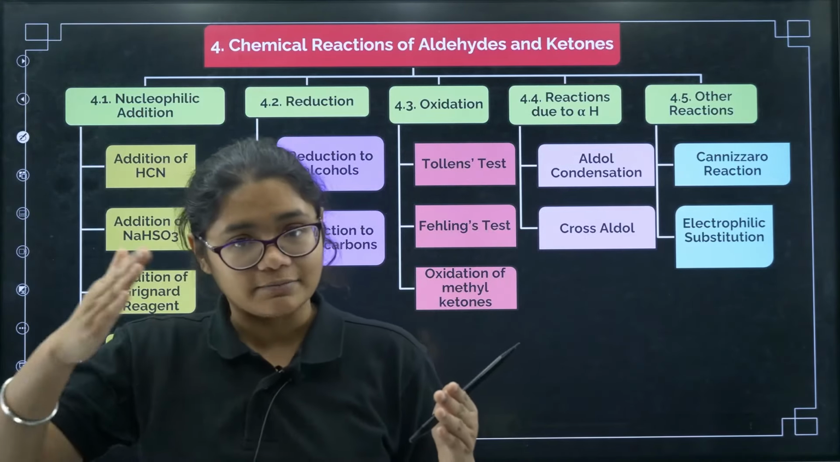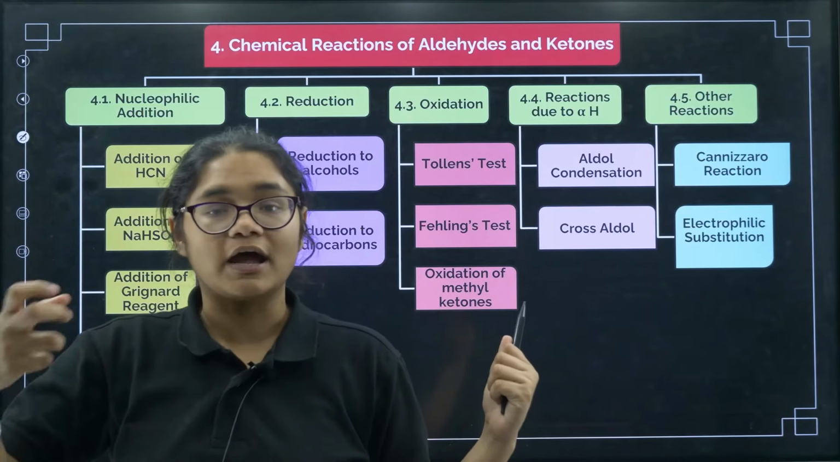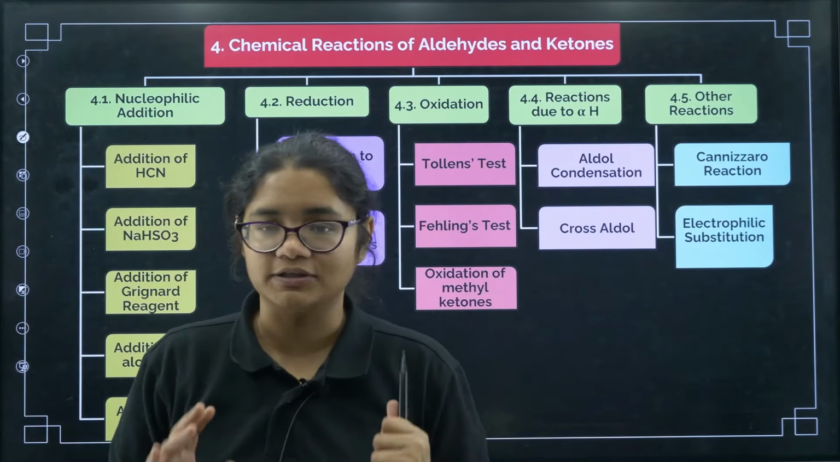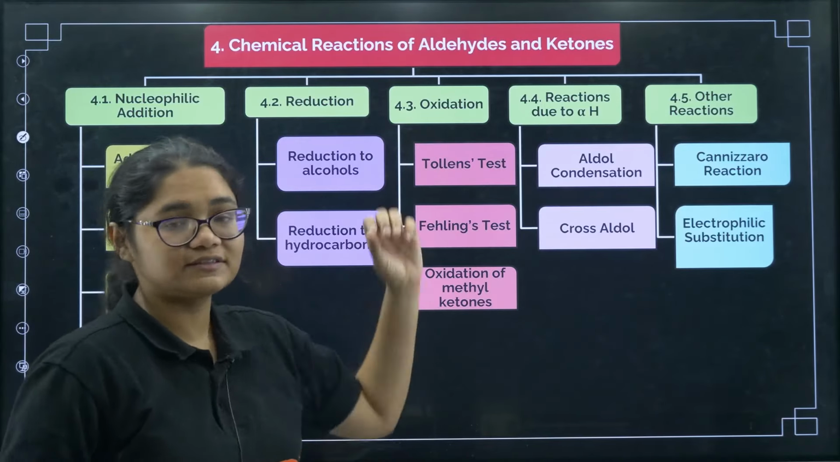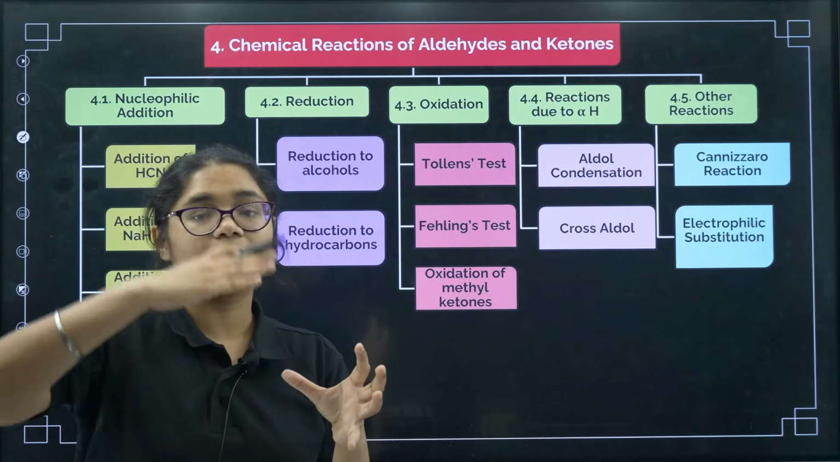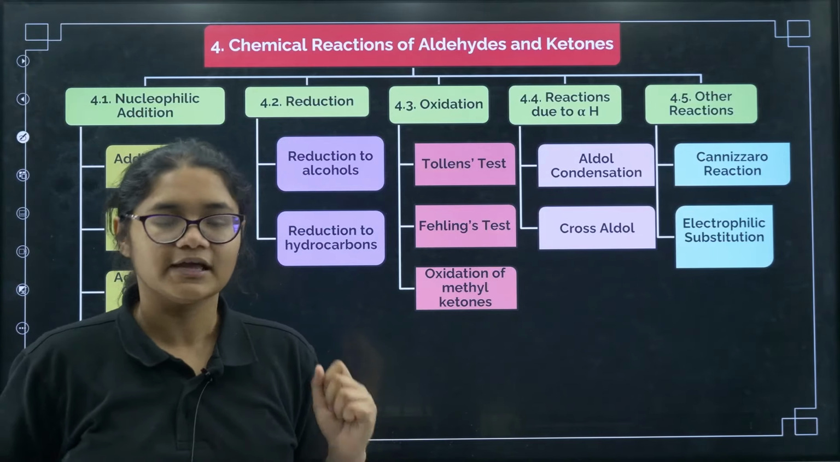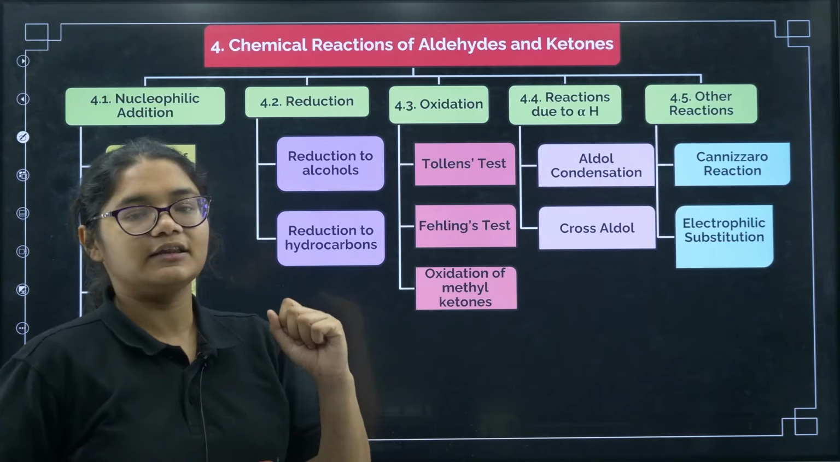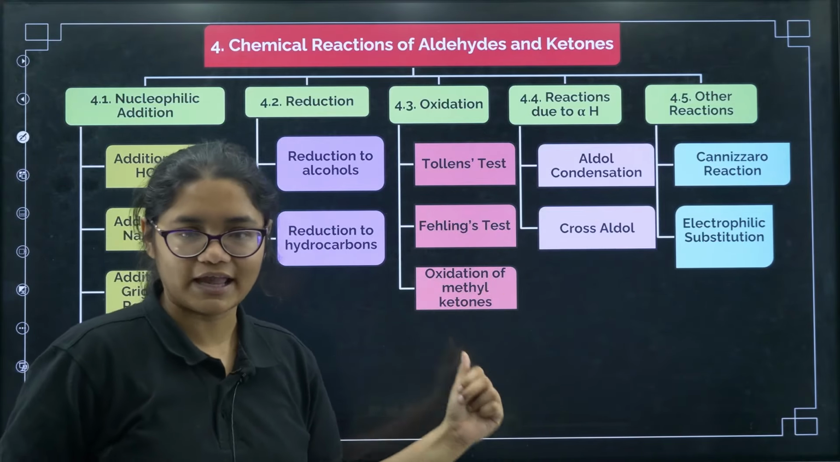Aldehydes and ketones can be reduced to alcohols, that is one type of reaction. They can be reduced to hydrocarbons, that is your second reduction reaction. The next reaction for aldehydes and ketones is oxidation. Aldehydes and ketones can be oxidized to the carboxylic acid or salts of carboxylic acid. So here also we have 3 reactions: one is your Tollens reagent, Fehling's reagent, and your haloform reaction.